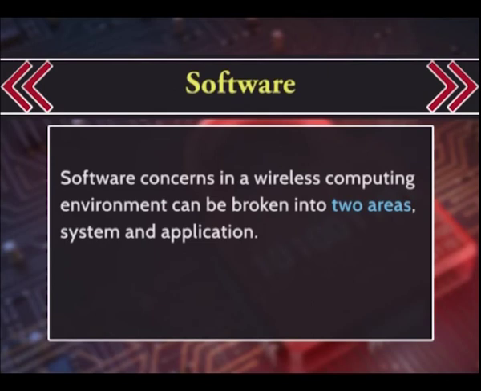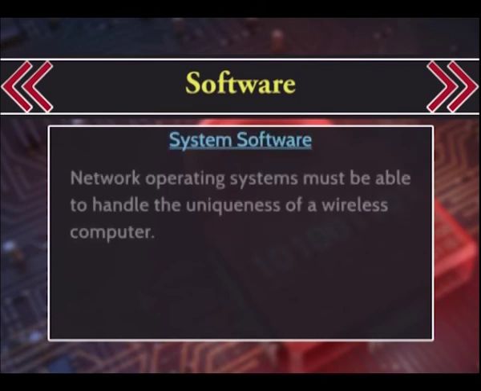Then we will discuss the term software. Software concerns in the wireless computing environment can be broken into two areas, systems and application. The first one is the system software.